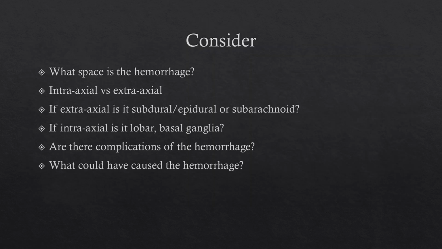One of the things we need to do when looking at hemorrhage is figuring out what space the hemorrhage is in. Is it intraaxial or extraaxial? If it's extraaxial, is it a subdural hemorrhage, an epidural hemorrhage, or is it subarachnoid, or a combination of them? If it is intraaxial, is it a lobar hemorrhage, or is it involving the deep basal ganglia? Are there any complications of the hemorrhage? And we need to think about what could have caused the hemorrhage.